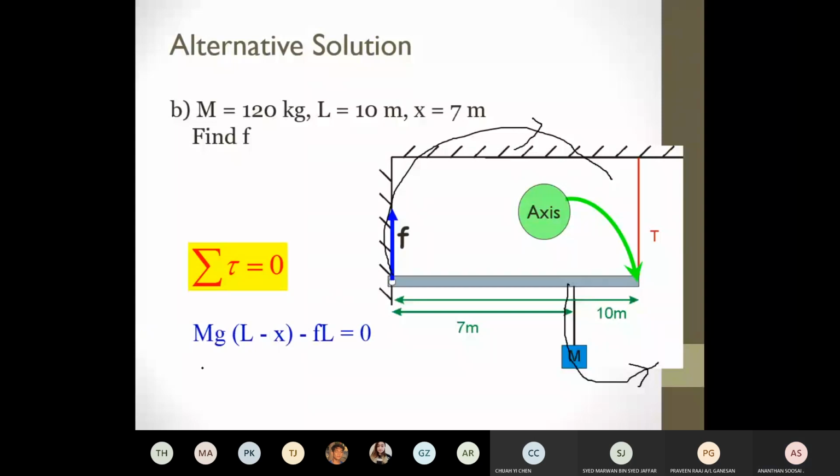So you should get this equation: F times the entire L is equal to mg times L minus x. L here is 10 meter, x is 7 meter, so L minus x should be 3 meter. So you get 353. You will get the F straight away. It is an alternative method. So yeah.